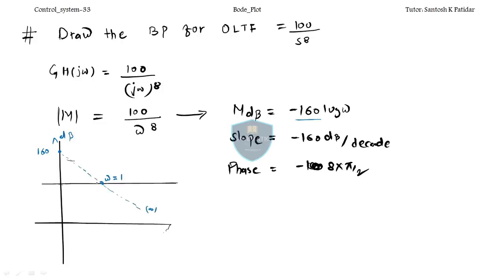And it will continue till infinity, isn't it? So this is my line. Let me make it clear for you. Like this it is. Okay, and what about the phase plot? The phase is 8 into pi by 2, so this is like this. This is the minus, and the value is minus 720. Okay, so this is not our complete graph.